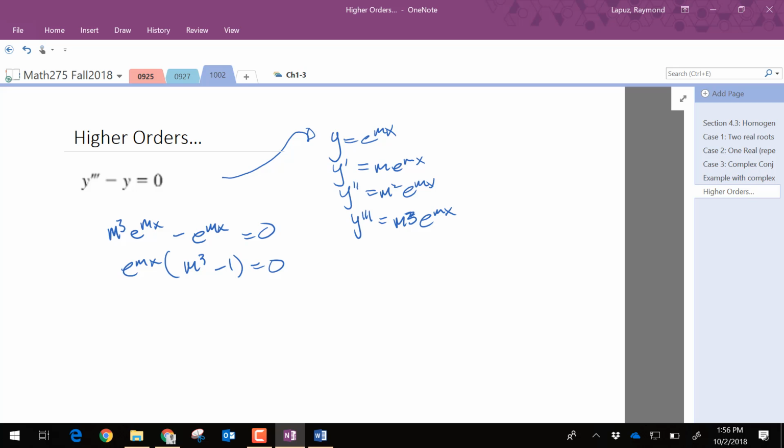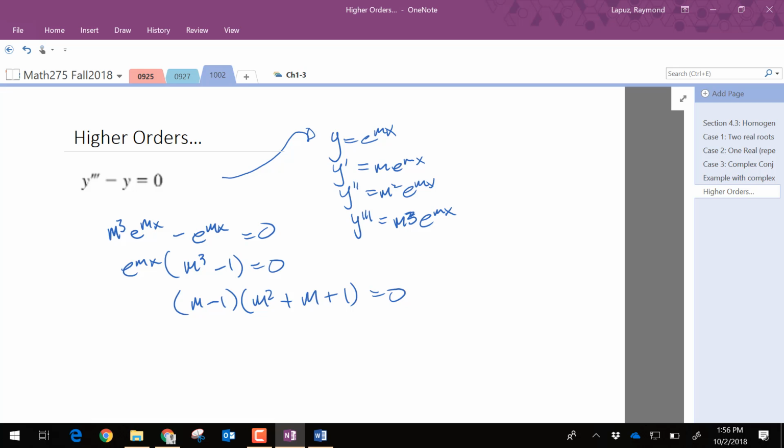Do you remember the formula for the difference of two cubes? No. All right. Difference of two cubes, factors like that.